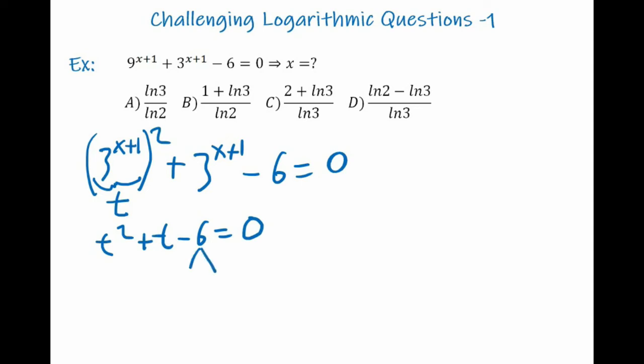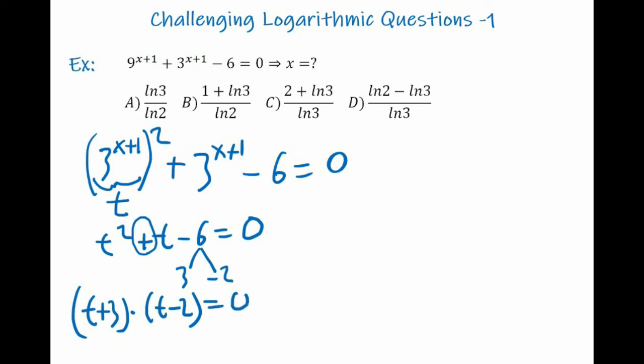So what we are doing, just factor this negative 6 as positive 3 and negative 2. If you multiply them, we get negative 6. If you add them up, you get positive 1, which is in front of t. So I can write t squared plus t minus 6 as t plus 3 times t minus 2, and that is 0, guys. I have two multiplication terms, t plus 3 and t minus 2. Either the first term is 0, because 0 times something is 0, or the second term is 0. Something times 0 is also 0.